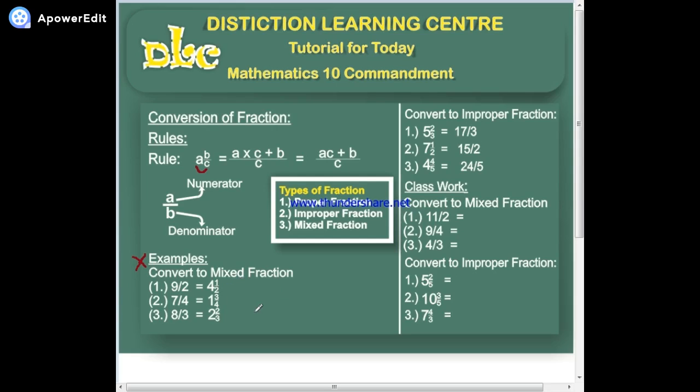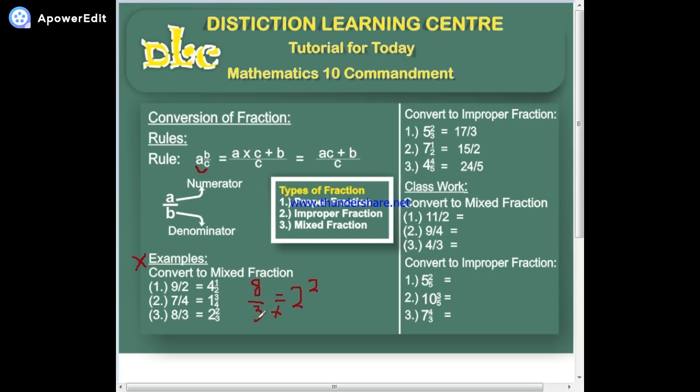Now, the next question under the example section is 8 over 3. How many 3s can we see in 8? We can see 3 in 8 two times. That is 2. And 3 times 2 is 6. 8 minus 6 is 2. So that means we have 2 as the whole number and 2 remaining.